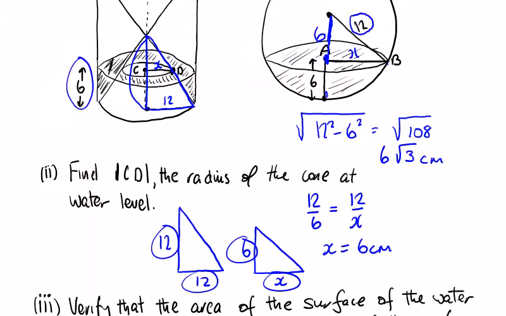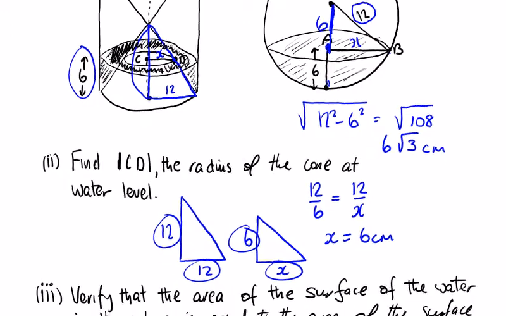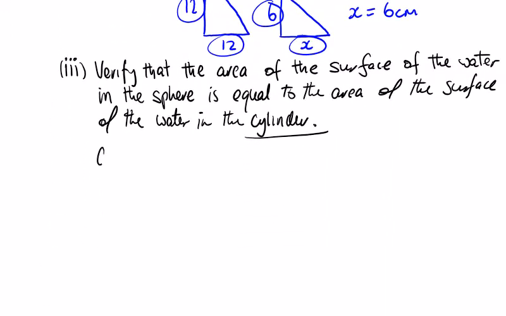Okay, so we've got this area of water here. It's a circle, so it's going to be the big circle minus the little circle. The big circle is pi r squared, and so is the little one. And we have two different radiuses. We have a 12 and a 6. So in the cylinder, we have pi r squared for both.